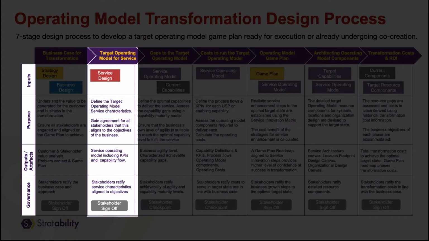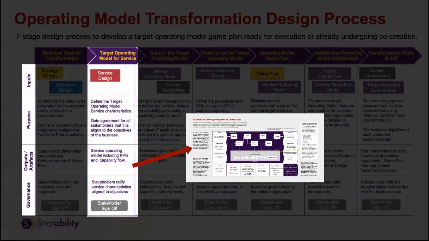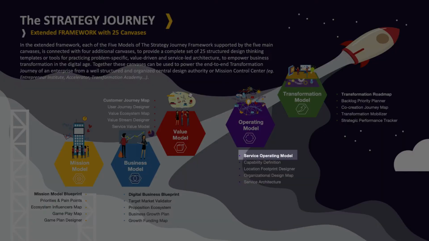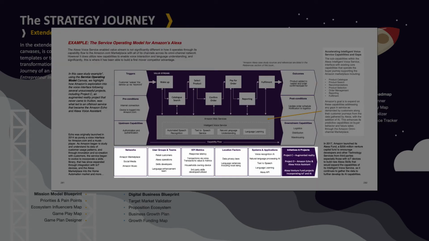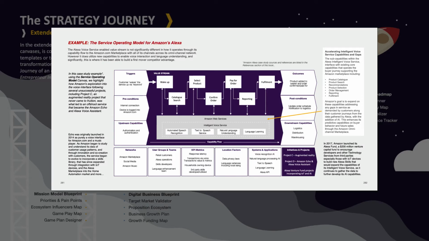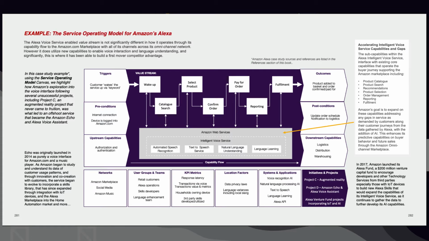So the input into this process is the service design or product design, and the output is the service operating model using the service operating model canvas, including what are the KPIs and the final capability flow that will support this particular value stream of activities in the operating model in the future state.